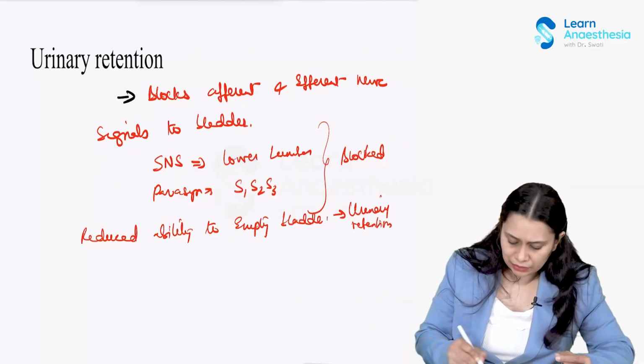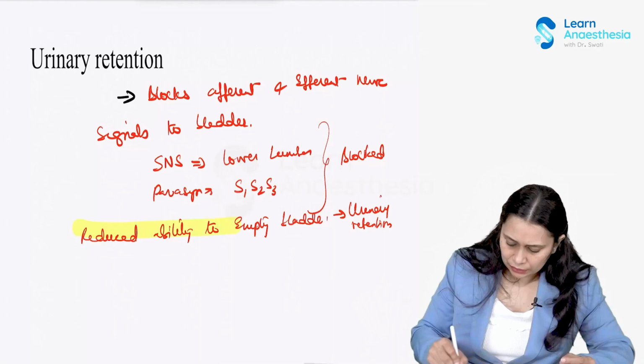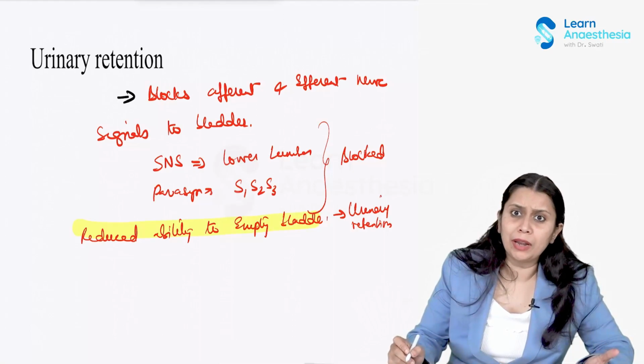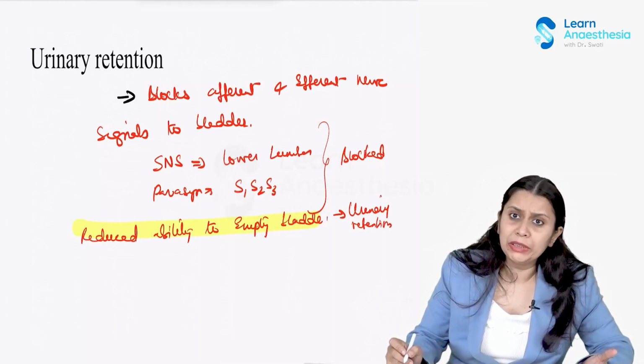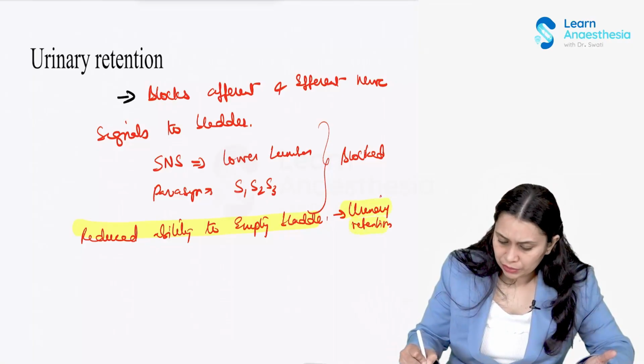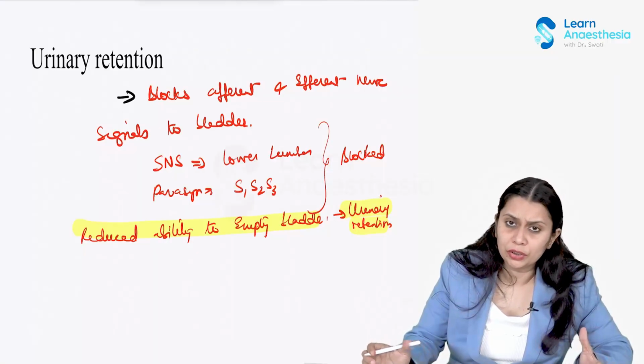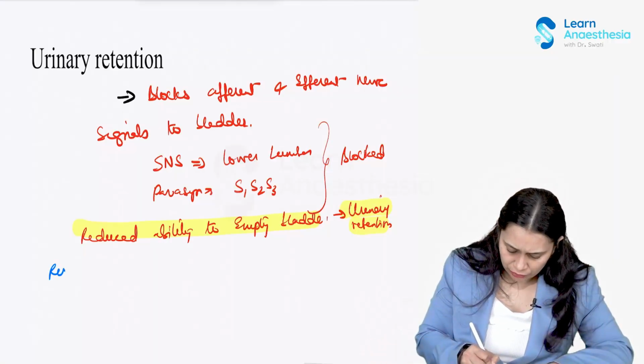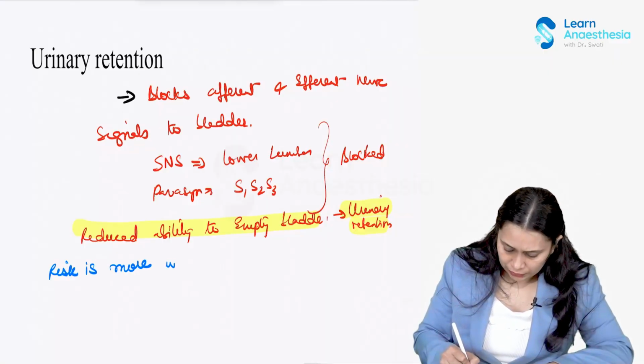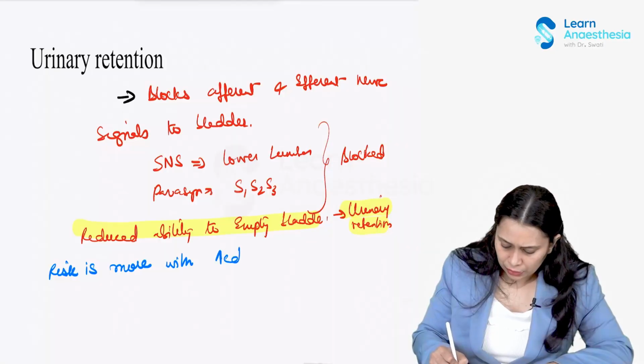Apart from this, we give fluids during neuraxial anesthesia to overcome the decrease in the preload. All this contributes to urinary retention. And this is more seen when the duration of spinal anesthesia is longer, more with the drugs we use for neuraxial that are of longer duration. So the risk of urinary retention is more with increased duration of neuraxial.